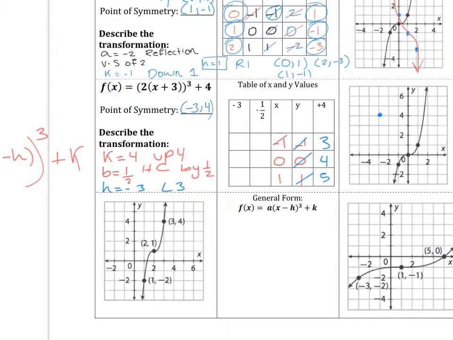So -1 times half, that's a -half. 0 times half, that's a 0. 1 times half, that's a half. And then I need to subtract a 3, so -half minus 3, that's a -3.5. Now 0 minus 3, that's a -3, and then half minus 3, that's a -2.5.